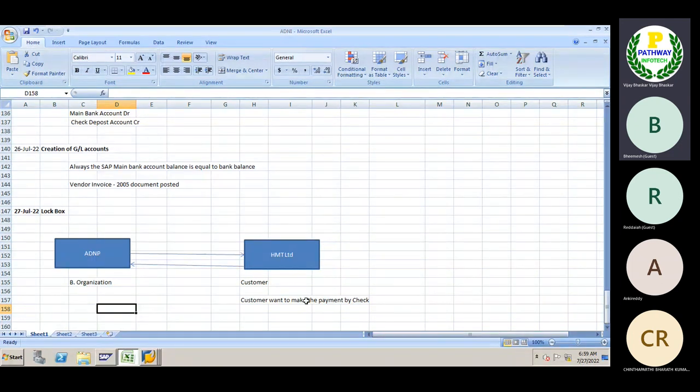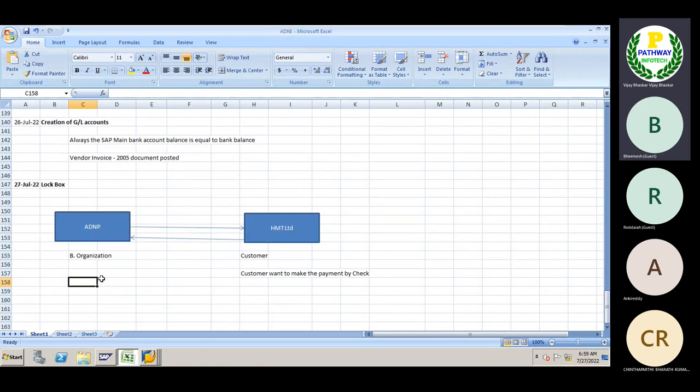Now we sold, and the customer wants to make the payment through check. What will happen? Let's say, for example, on 27th July 2022, the sales happened. Then the customer received the goods we sent. Now on 30th July 2022, the customer prepared a check and sent it to us by courier. Then again, our organization takes time.